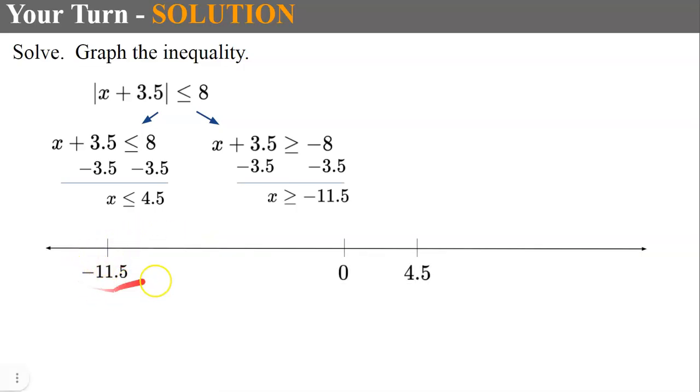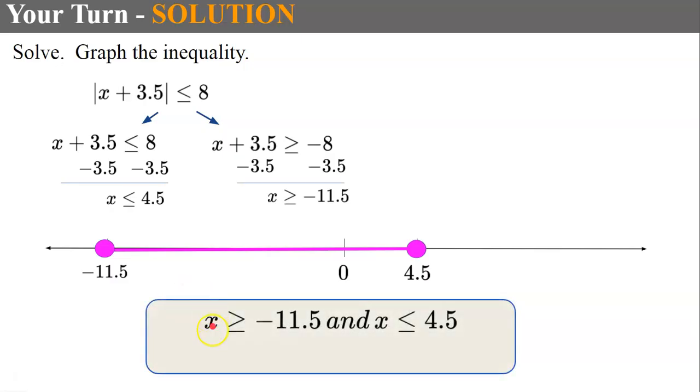So I need -11.5, my 0, and my 4.5. I need a closed circle on 4.5 because it can be equal to, shaded to the left because it's less than. I need a closed circle on -11.5 because it can be equal to and shaded to the right. So we have our solution, which is the intersection of our two inequalities. So we can write it x is greater than or equal to -11.5 and x is less than or equal to 4.5. Or you could write it -11.5 less than or equal to x less than or equal to 4.5.